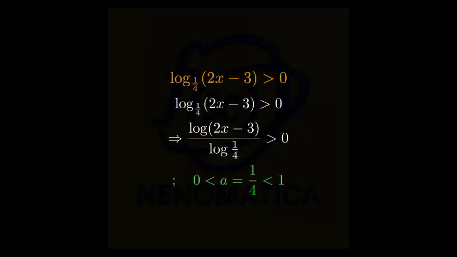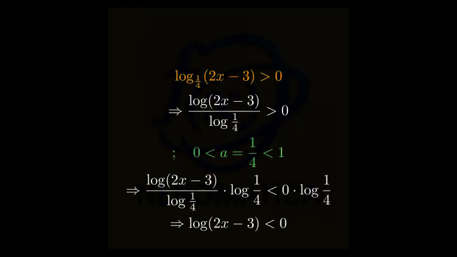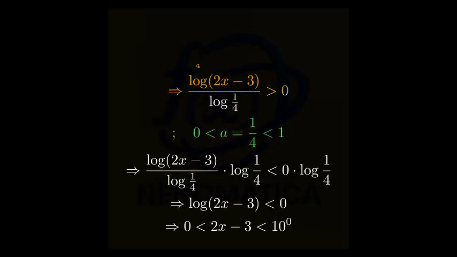Step 3. Multiply both sides by log of 1/4. Because log of 1/4 is negative, the inequality sign reverses. Step 4. Simplify. The logs cancel on the left, and 0 times anything is 0. Step 5. Convert to exponential form and include the domain condition that the argument must be positive. Step 6. Evaluate 10 to the 0, which equals 1. Step 7. Solve the compound inequality.